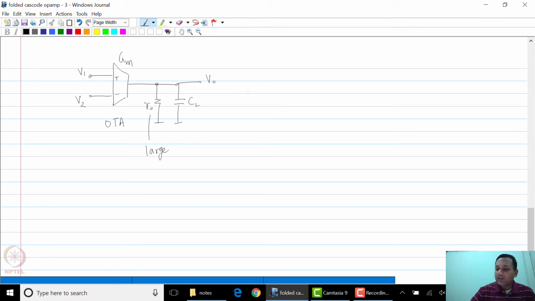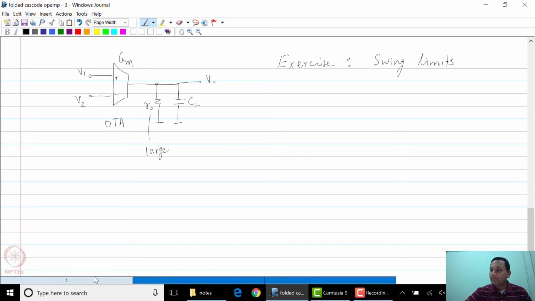So I would encourage you, as an exercise, to think about the swing limits of the folded cascode op-amp in unity gain feedback.